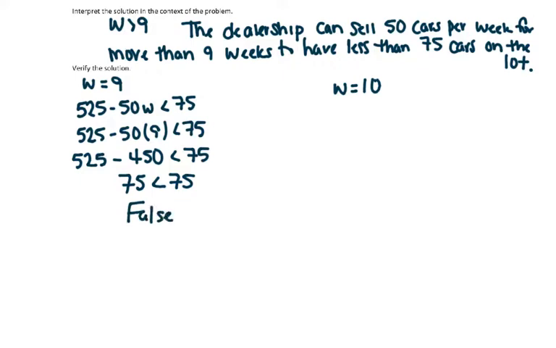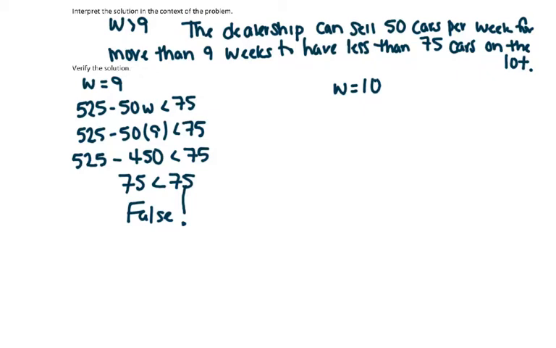So this is false. So we can't say that we can sell 50 cars per week for 9 weeks and have less than 75 cars. We will have equal to 75 cars. So we need to sell cars for longer than 9 weeks.